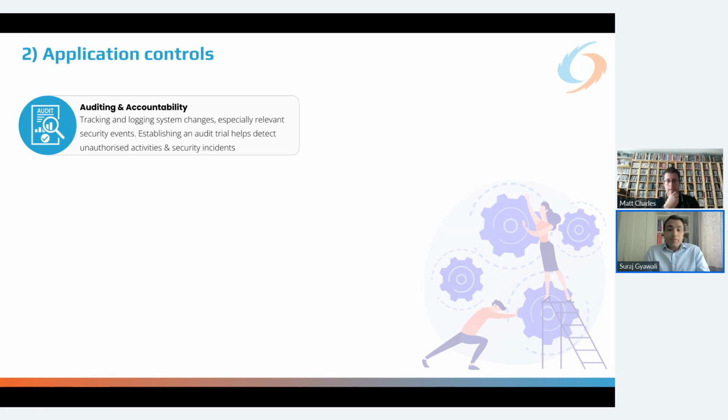Auditing and accountability. In secure application development, auditing and accountability mechanisms track and log changes in the system, especially concerning security relevant events. By recording timestamped logs of actions such as data access, configuration changes, and user activities, organizations can establish a detailed audit trail. This helps in identifying who made changes and when, facilitating detection and investigation of unauthorized activities or security incidents.